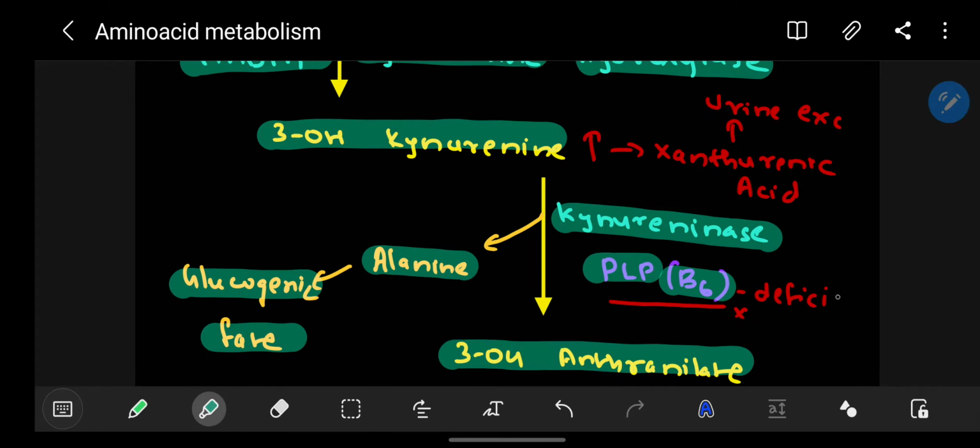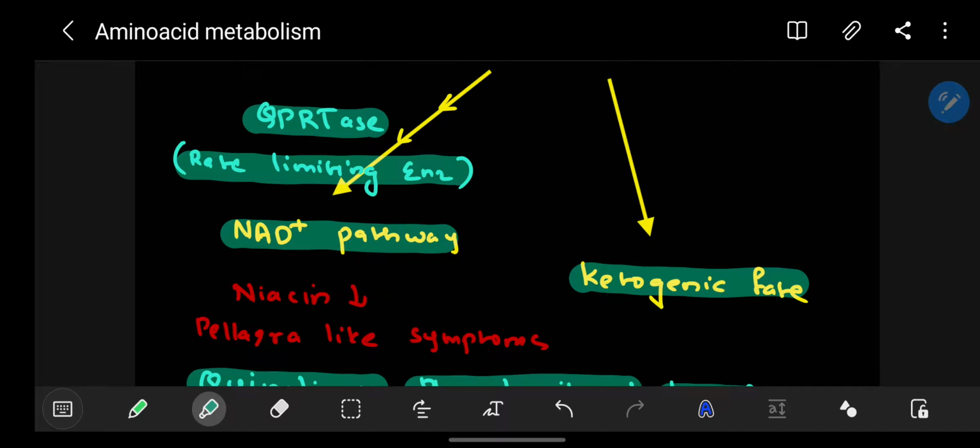If there is a deficiency of vitamin B6 or pyridoxal phosphate, the kynureninase will not function effectively. So 3-hydroxykynurenine will be increased. This will eventually be converted into xanthurenic acid and the xanthurenic acid will be excreted through the urine. So in that case the synthesis of NAD plus will be reduced. That is, synthesis of niacin will be reduced. So there will be pellagra like symptoms.